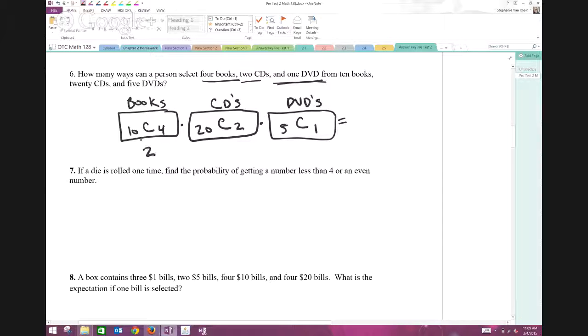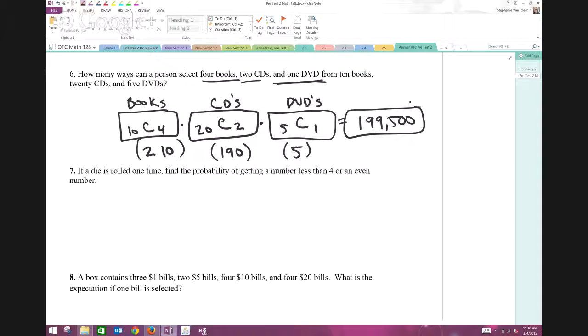So 10 choose 4 is 210, 20 choose 2 is 190, and 5 choose 1 is 5. So using the fundamental counting principle, looking at the different categories, multiplying them together, I get 199,500. Those are the different ways I can make that happen.